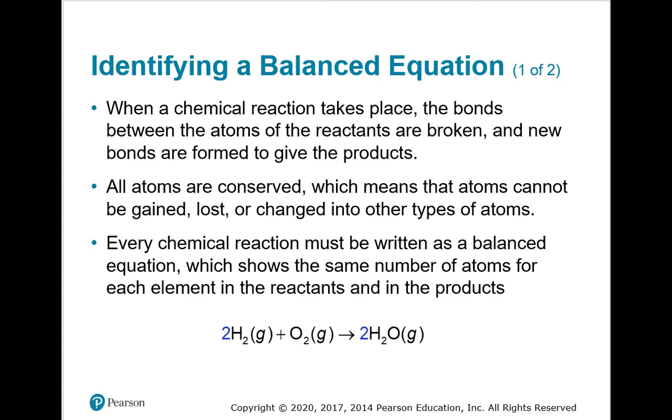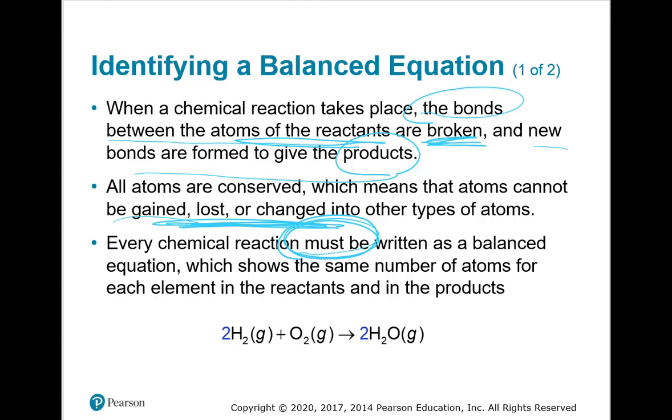When a chemical reaction takes place, the bonds between the atoms of the reactants are broken and new bonds are formed to give our products. All atoms are conserved, however. That means that atoms cannot be gained, lost, or changed into other types of atoms. Every chemical reaction must be written as a balanced equation.